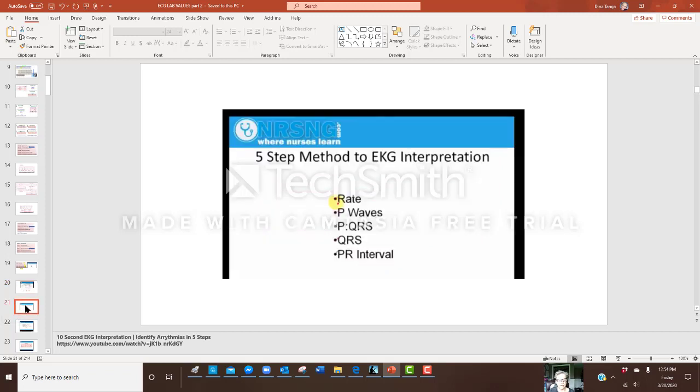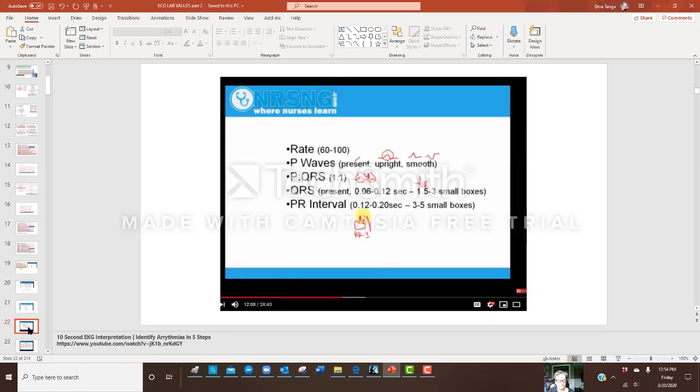There again, there's the 5-step method. Rate 60 to 100 is normal. When you're looking at the P waves, you're looking at, are they present? Are they upright? Are they smooth? The P to the QRS ratio, is there a P for every QRS? As far as the QRS, is it 1.5 to 3 small boxes? And the PR interval, is it 3 to 5 small boxes? That's what you're looking for.